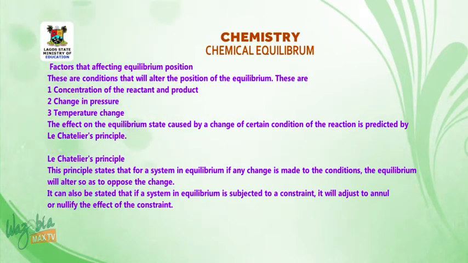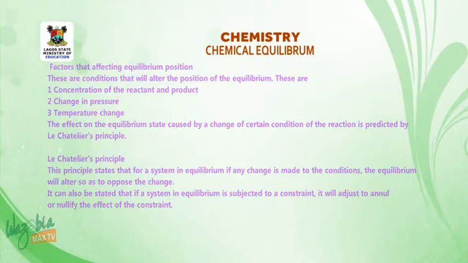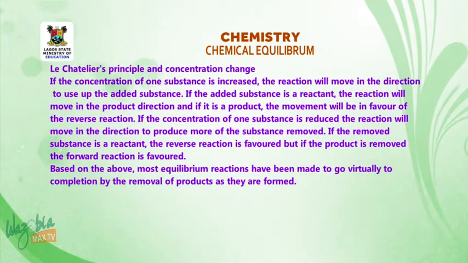Now, Le Chatelier's principle. This principle states that for a system in equilibrium, if any change is made to the conditions, the equilibrium will alter so as to oppose the change. It can also be stated that if a system in equilibrium is subjected to a constraint, it will adjust to annul or nullify the effect of the constraint. Now, let's see this principle with those factors that affect the equilibrium.